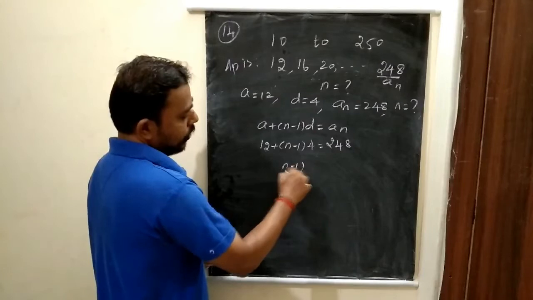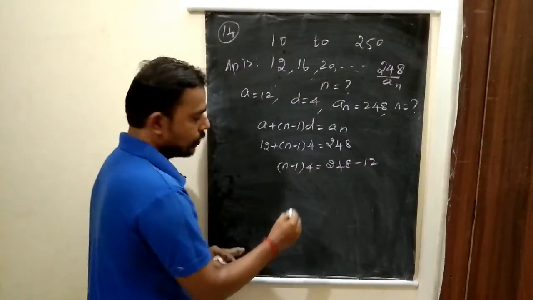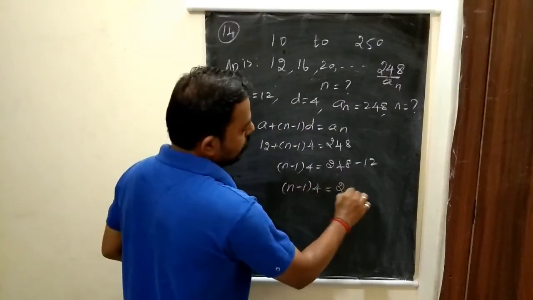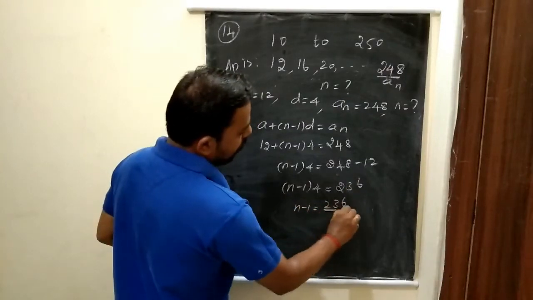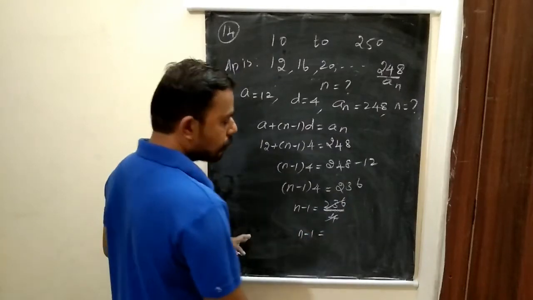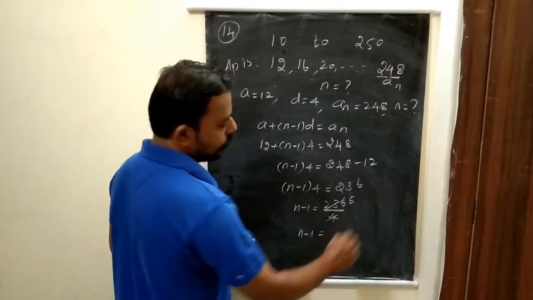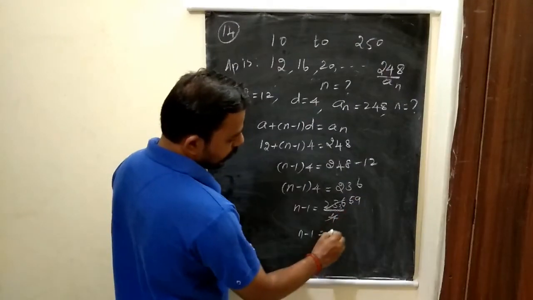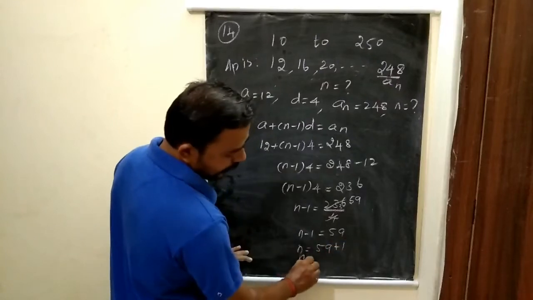So (n minus 1) into 4 equal to 248 minus 12. So (n minus 1) into 4 equal to 236. So n minus 1 equal to 236 divided by 4. Cancel by 4: 5 fours are 20, remaining 3; 9 fours are 36, so 59. So n equal to 59 plus 1. So that is n equal to 60.